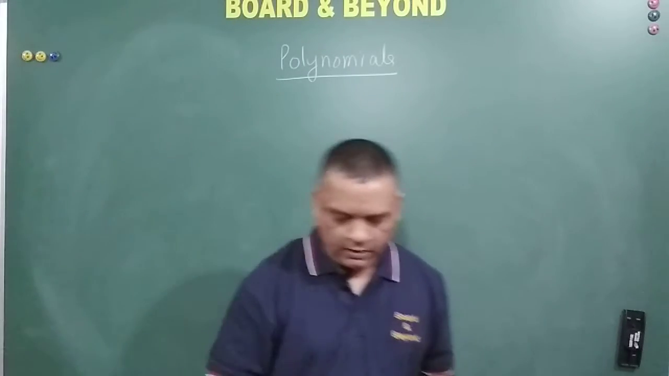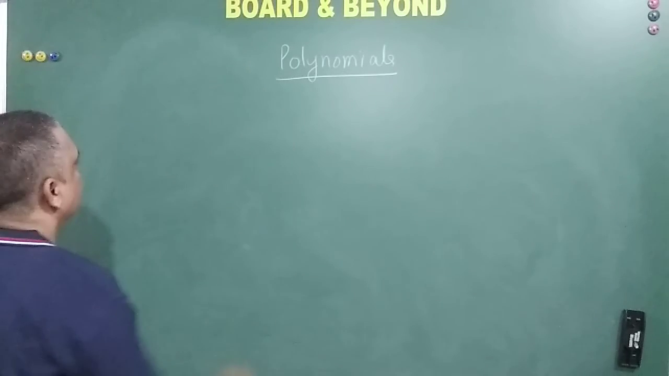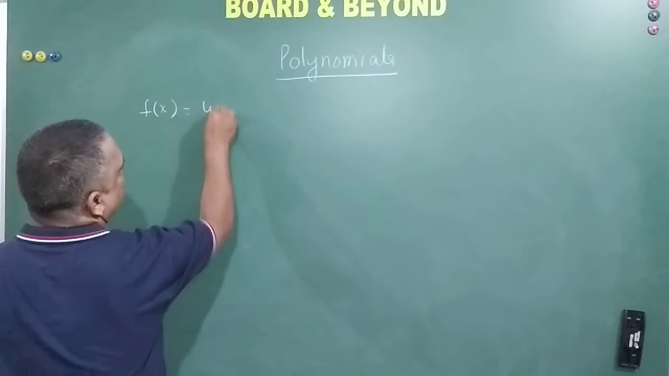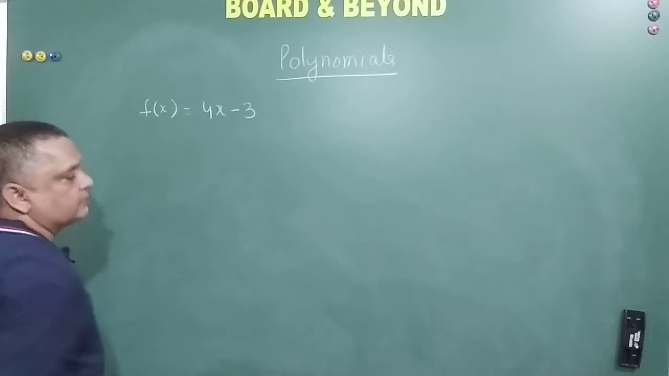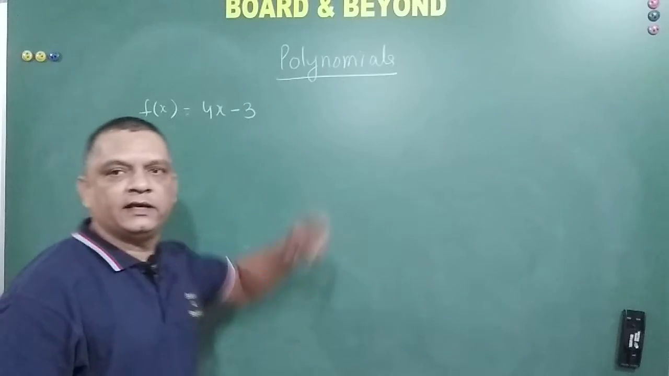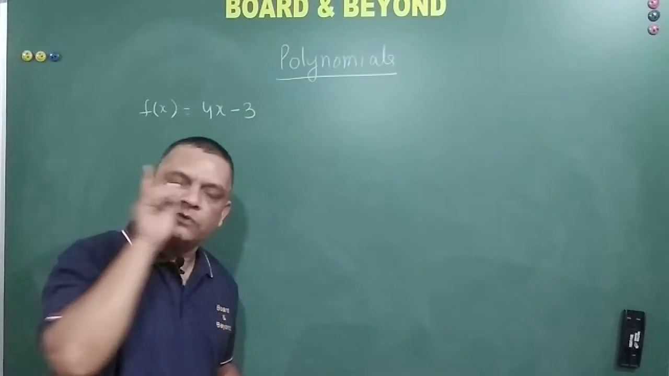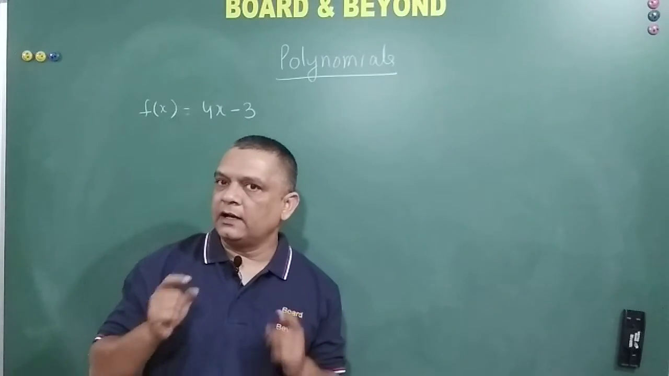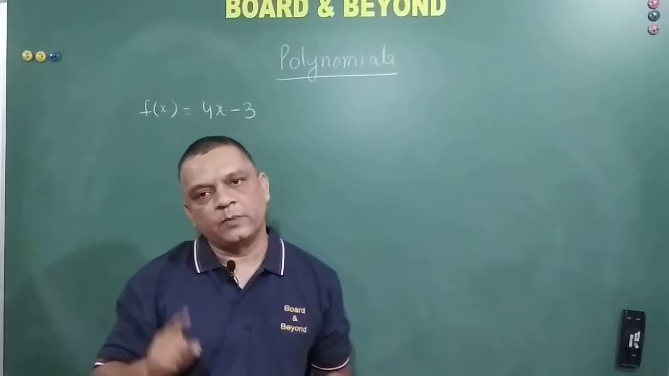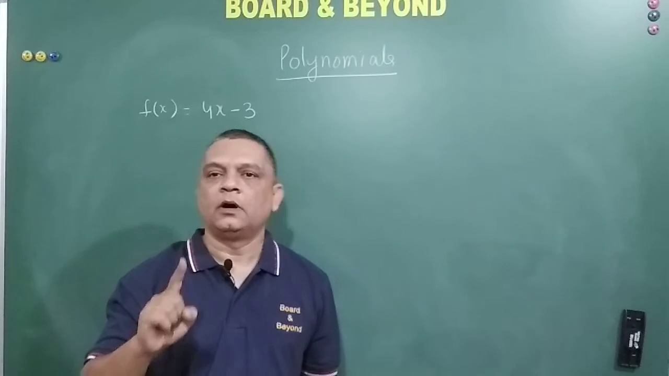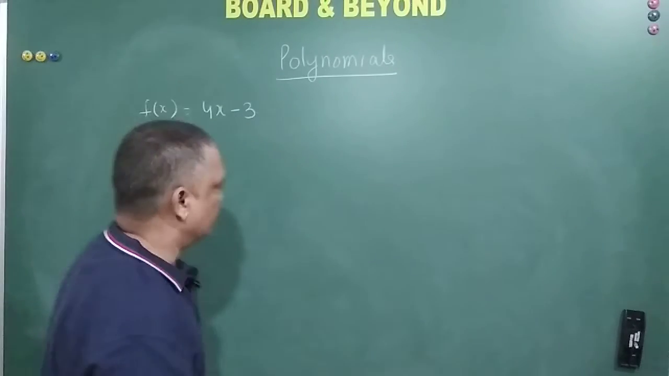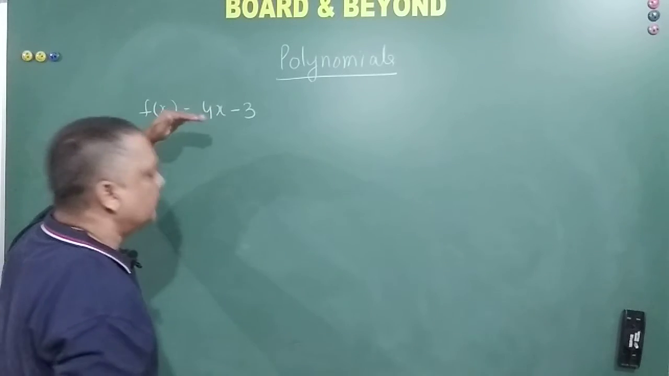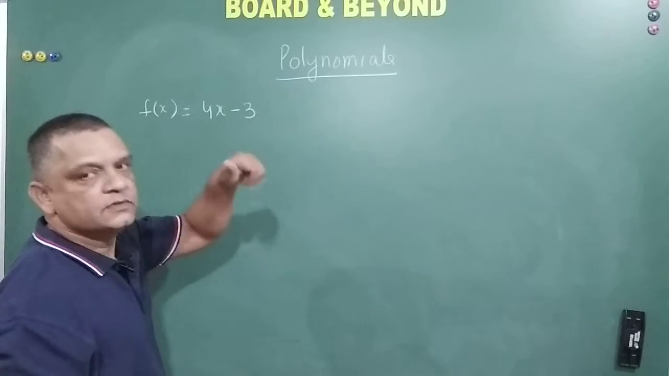Okay, we'll take a fairly simple example here. Let us say f of x is equal to 4x minus 3. Okay, it's a very simple linear polynomial. So from the learning of our previous class, we know that a linear polynomial at the maximum can have one root or 0.